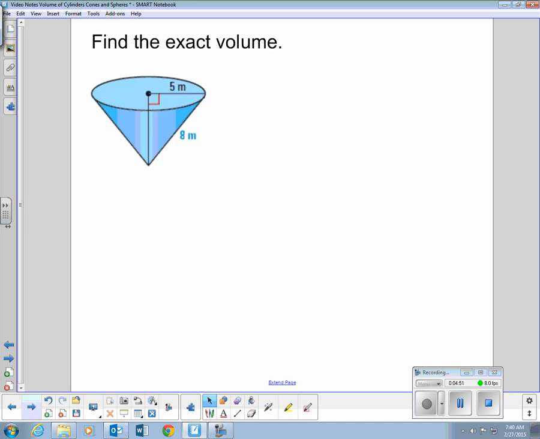All right, so here is a cone. We want to find the exact volume of this cone. Remember, our volume formula is 1/3 pi r squared h.